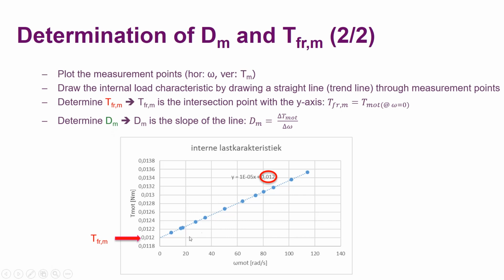The motor damping is the slope of this line. So it's delta T motor divided by delta omega of the motor. It's this slope, and in this example it is 1 times 10 to the power minus 5 Newton meters per radian per second. So, that's all summarized.